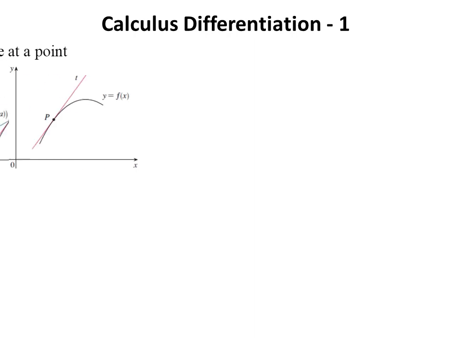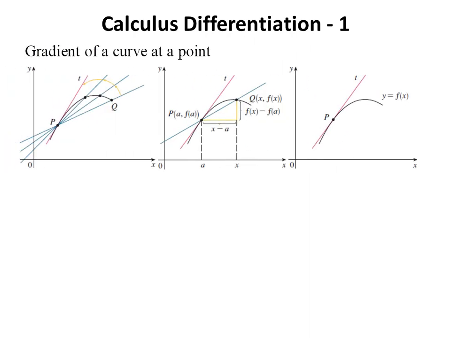Welcome to the series of differentiation, and this is the first session of this series. Let's start with the gradient of a curve from the point P to the point Q as shown in the diagram. As we know, the gradient of the line PQ is calculated by the rise over run. If m sub PQ is denoted as the gradient, it equals the y-coordinate at Q minus the y-coordinate at P, over the x-coordinate at Q minus the x-coordinate at P.